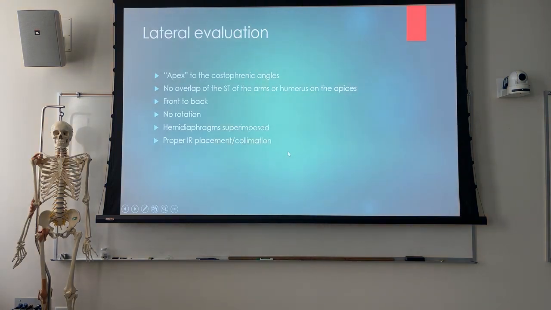All right. So lateral evaluation, again, we're going to look from the apex to the costophrenic angles. We want no overlap of the soft tissue of the arms and the humerus, if at all possible. We want to see front to back. We don't really want to see rotation. It's tough to get a good lateral chest x-ray with zero rotation, right? So you're going to have some, most likely. And the textbook says a half an inch. Anything more than a half an inch is really excessive.